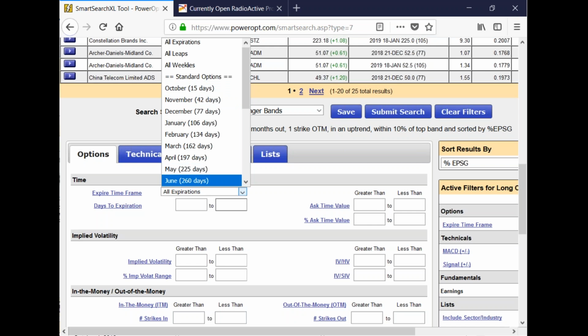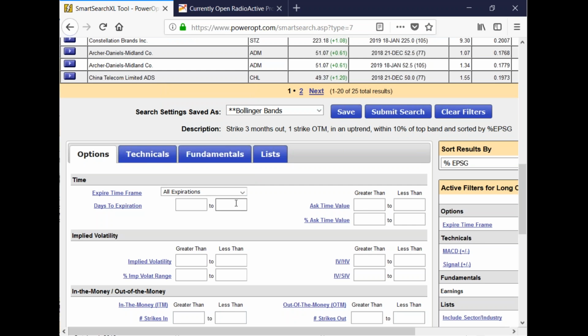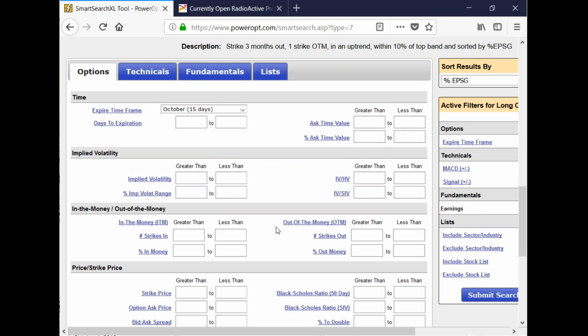Why? If I shorten the time frame for expiration dates to between 0 to 15 days from now, for example, I might be cutting out things, of course, that don't have the weeklies. Okay, I might only be seeing stocks that have weekly options, not standard expiration. So I'm going to select just October.